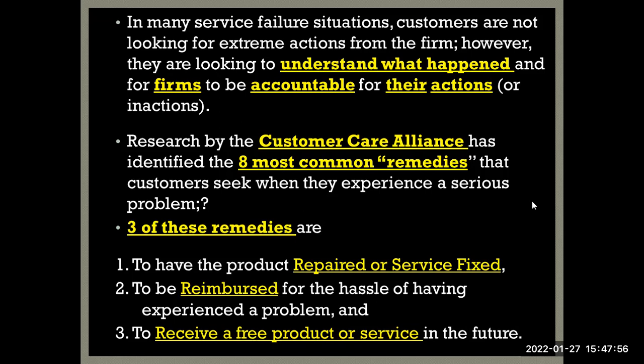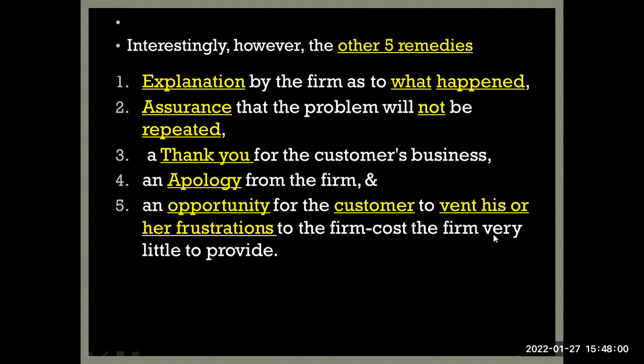So these are three major remedies, but there are five minor remedies which anybody can do, like an explanation by the firm as to what happened. Any organization can give an explanation of what went wrong. Then assurance that the problem will not be repeated. Any organization can give that assurance. Then a thank you note for the customer's business, that we can also do.